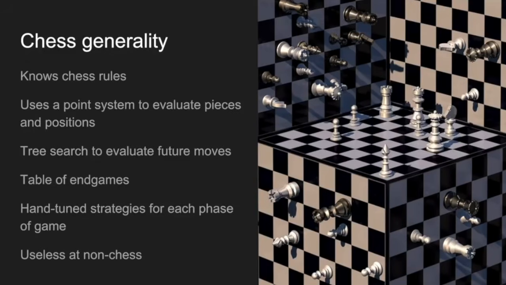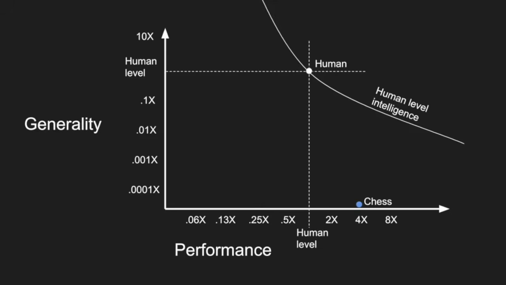Now, one of the things that makes Stockfish so clever and good at its game is it's very good at pruning this tree and ignoring moves that are unlikely to lead to any good end and not exploring them very far. But all told, this program is pretty useless at anything that is not chess. It is the opposite of general. So on our plot, we would put chess well above human level performance, but also very low on the generality axis.